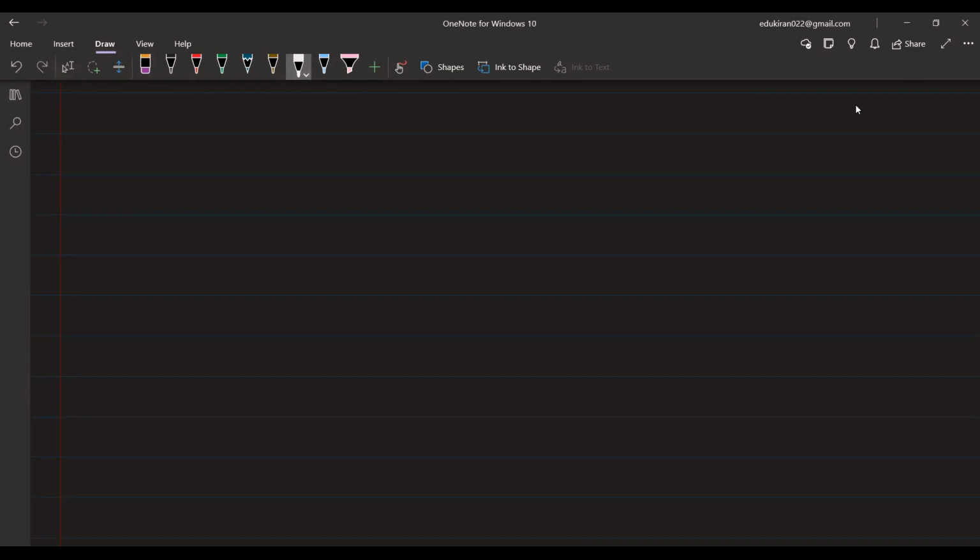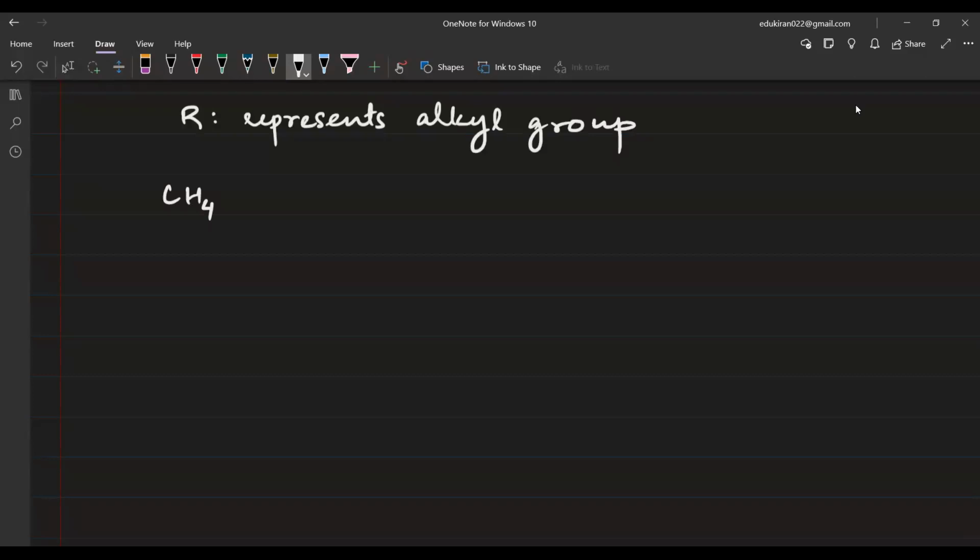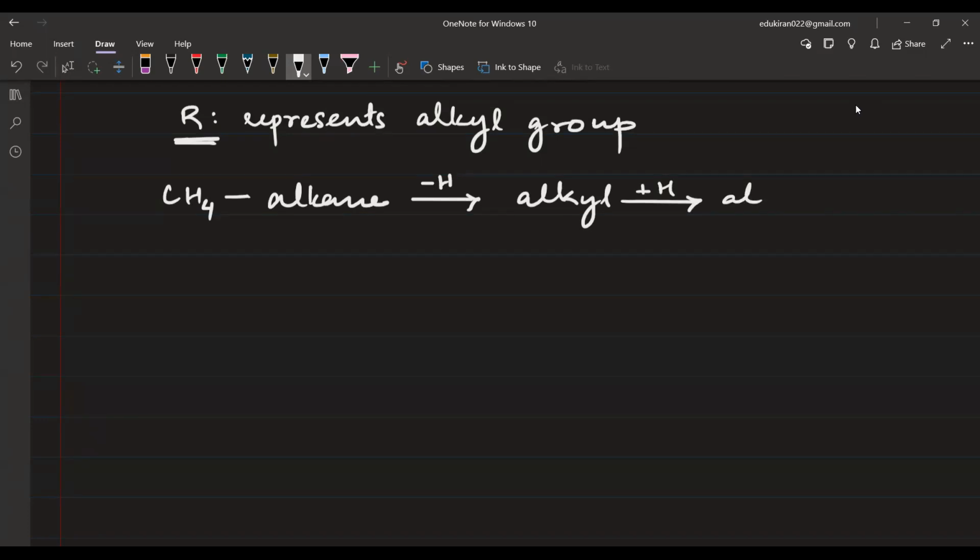Okay, one more thing I am going to tell you guys. R group represents alkyl group. What does that mean? Tell me. This is CH4, okay, so this is an alkane. You remove one hydrogen, this will become what? Alkyl. Please remember this. That means this R group is alkyl group. So if I add a hydrogen on alkyl, it will become alkane. Okay, so if I have RH, then this is alkane. If I have only R dash something, this is alkyl. Okay, remember these points.